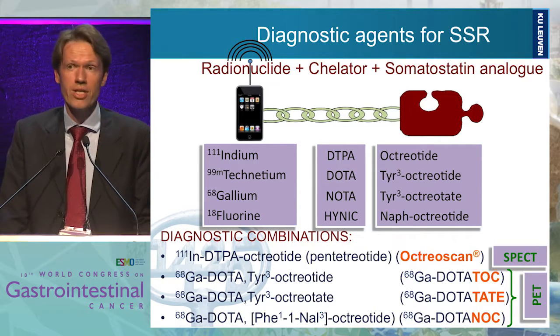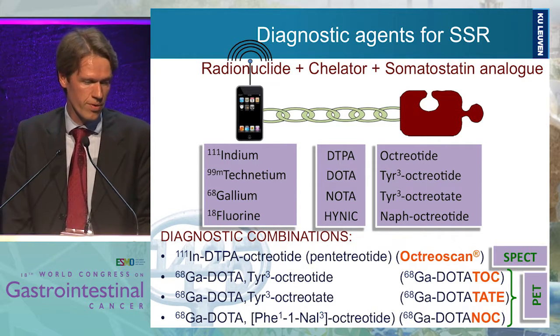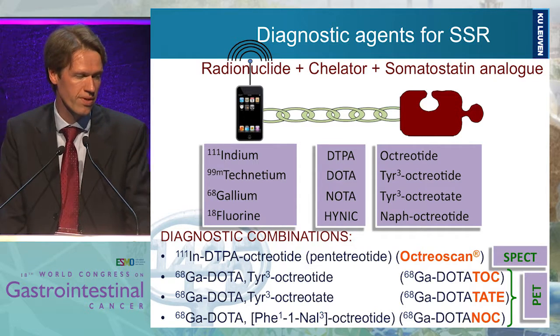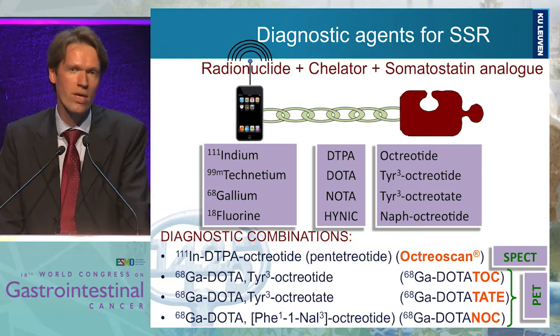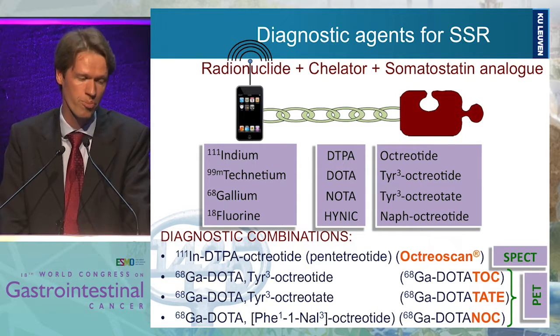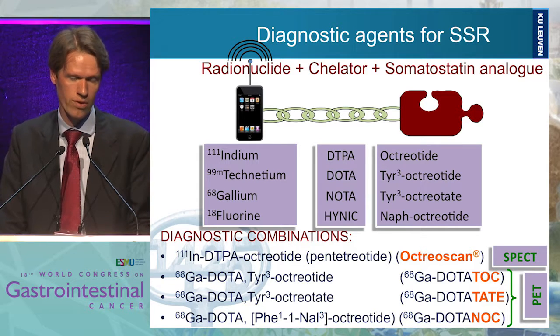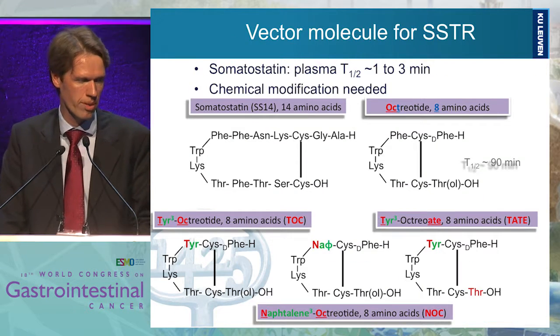Over the years, different agents have been developed to image this receptor with different vector molecules, different chelators, different radionuclides, and the ones that are currently in use are indium-111 DTPA octreotide, also called pentetreotide, which can be imaged by planar imaging or SPECT. And then we have gallium-68 DOTATATE, and DOTANOC, which are imaged with PET.